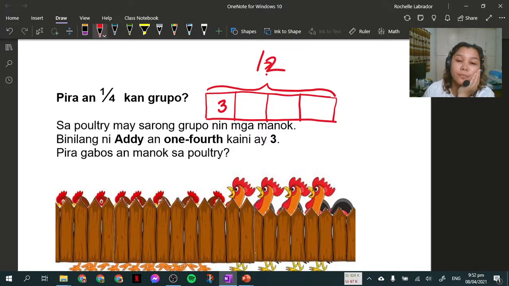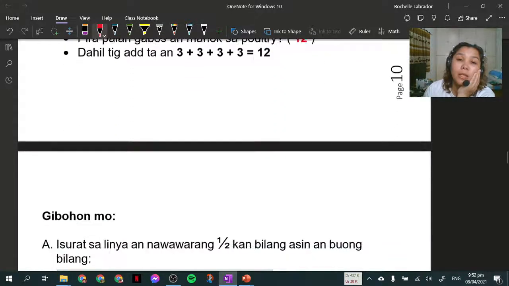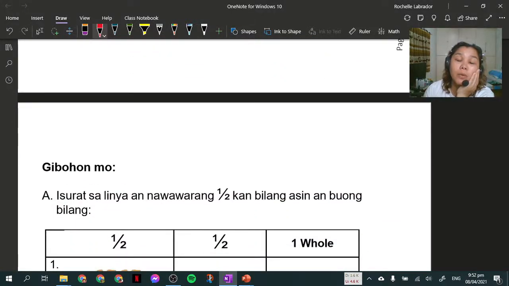Ano po? Yan ang finding the number of a whole.